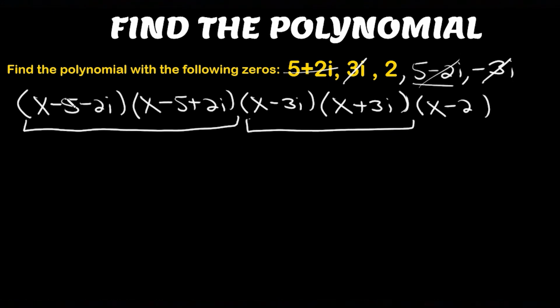So when we multiply out these two trinomials, we should end up with 9 terms total. Let's just go right into it. So I'm going to do x times x, I get x squared. Then I do x times a negative 5, I get negative 5x.